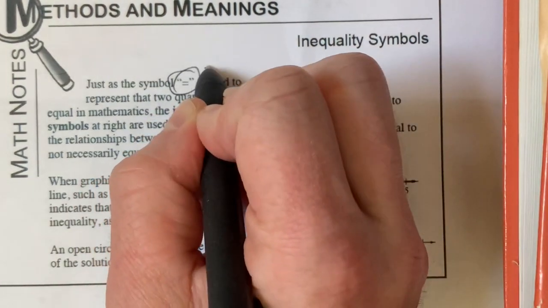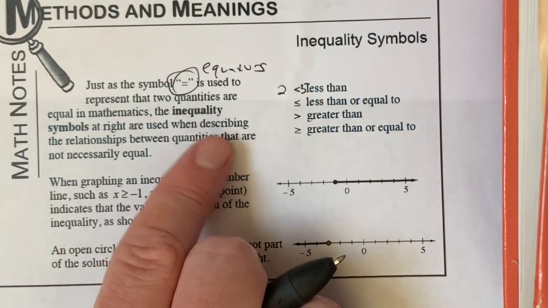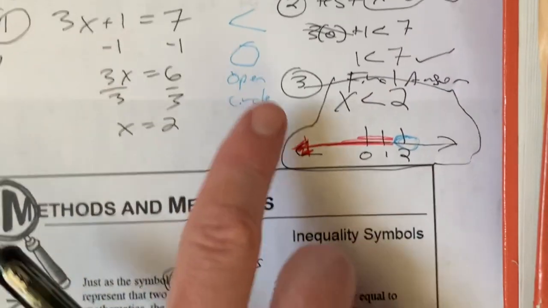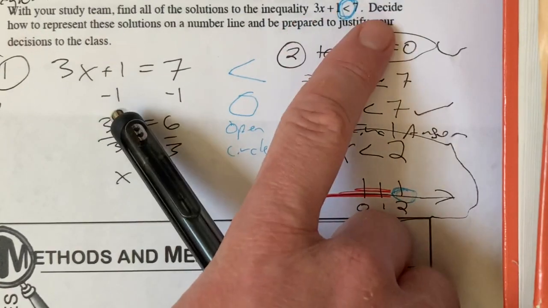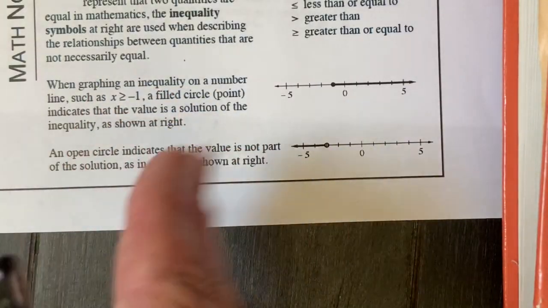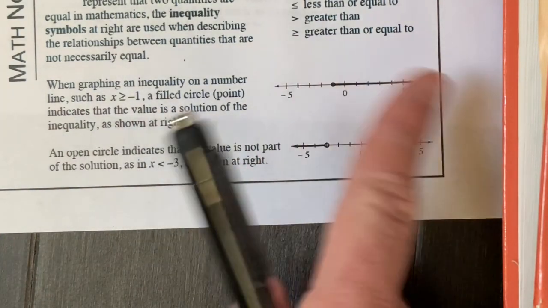Equal sign is used for equations, because there are two equal quantities on either side. Inequality symbols are used for inequalities. When I say inequalities, we just mean a relationship where one side could be larger or smaller than the other side. So when graphing an inequality, because one side could be larger or smaller, that means there are a lot of solutions here.